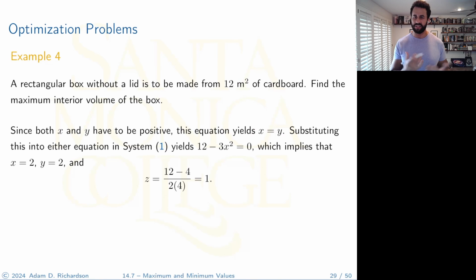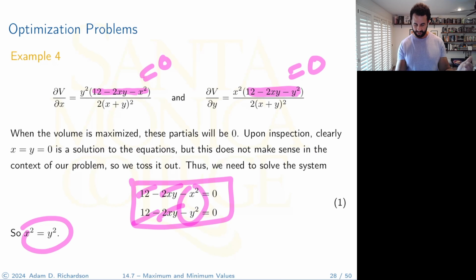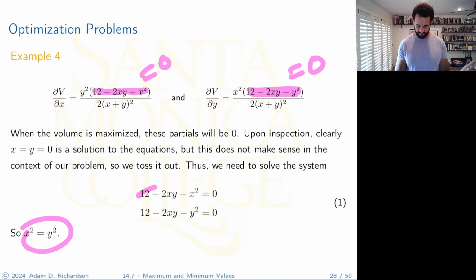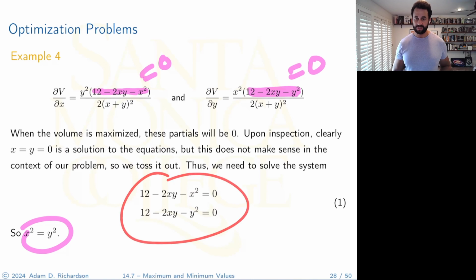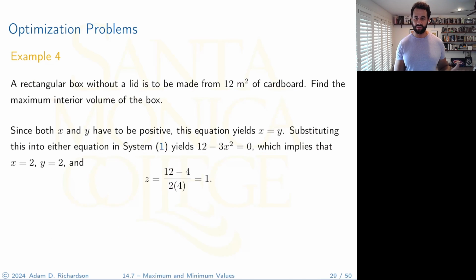And this makes sense if you've seen a problem like this before, that the length and the width would have to be the same. So now we can substitute this into either equation in the system that we had right here. Maybe I'll clean it up again. There we go. So substitute x equals y in either one of those equations, and then you end up getting this.